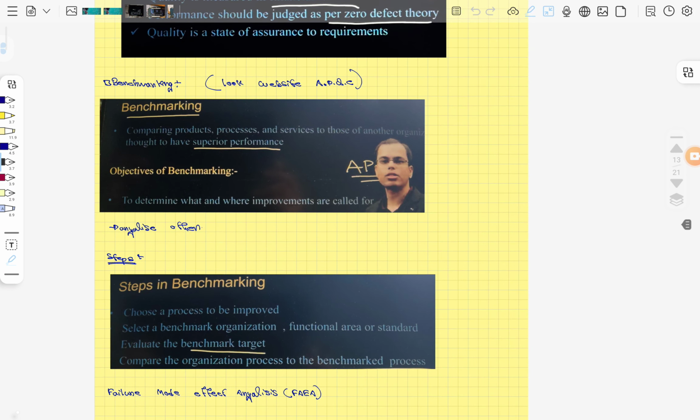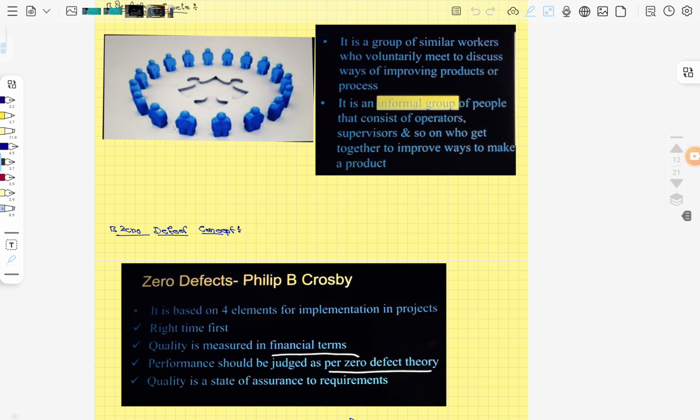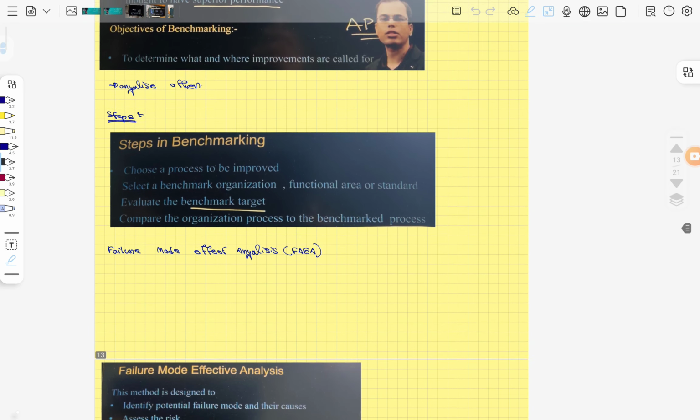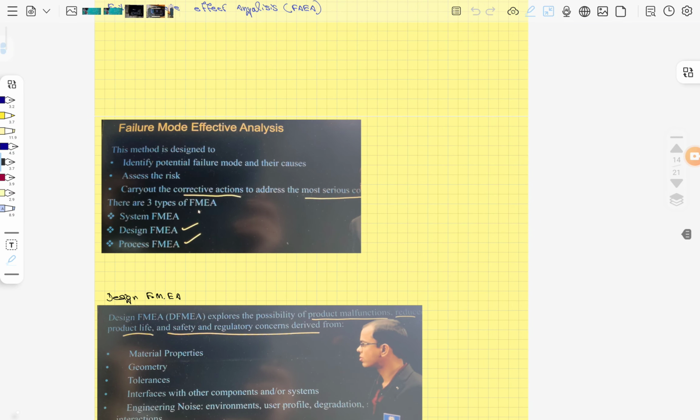Then benchmarking. Look at the website APQC. It is a comparative process of selecting another organization to determine what improvements are needed. Steps of benchmarking. That is also FMEA, failure mode and effects analysis. That is FMEA.